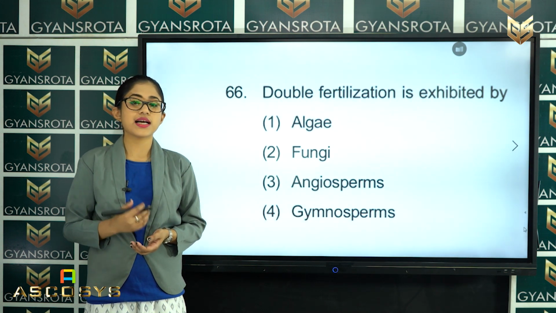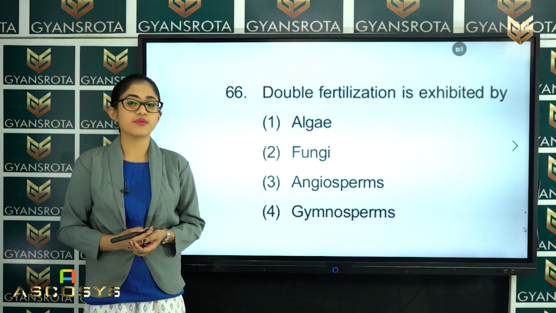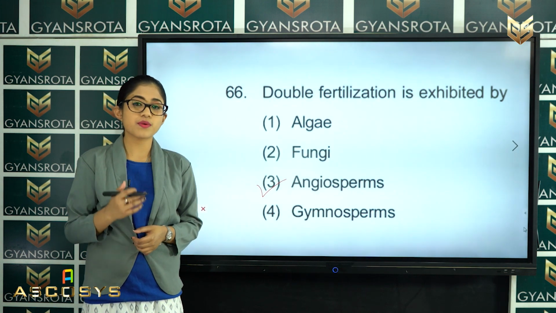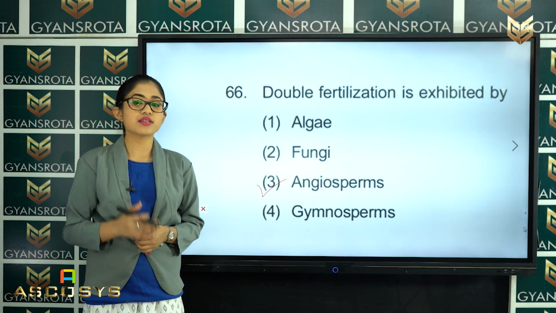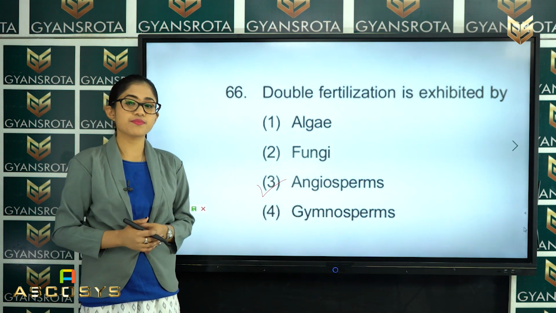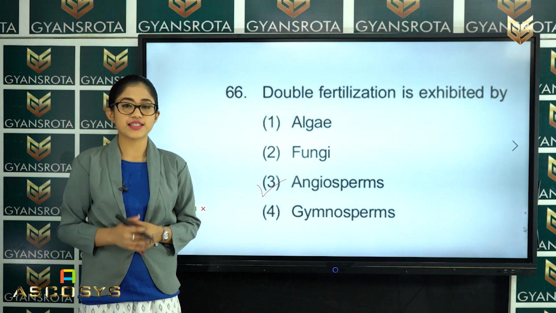This double fertilization is exhibited in which among them? That is option 3, angiosperm. So, in the case of angiospermic plants, since they produce the primary endosperm nucleus, this double fertilization process takes place in them. Now, let us see the next question.